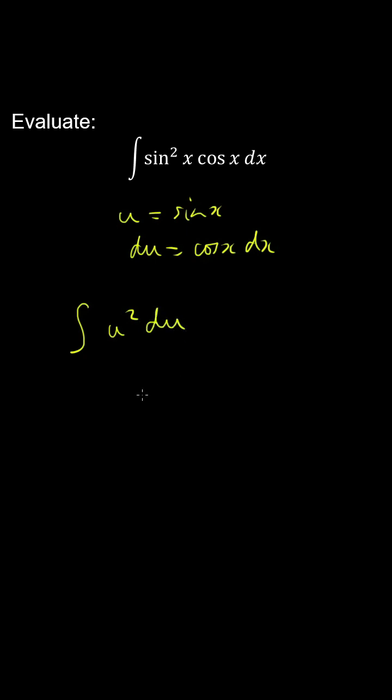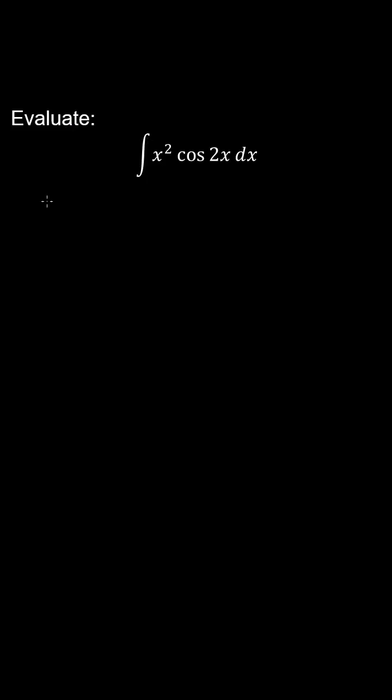Let's evaluate this integral. So the functions here are derivatives of each other, so we can use u substitution. So letting u equal sine x, du is cosine x dx. And therefore we can write this as the integral of u squared du. So that evaluates to u cubed on 3, plus the constant of integration, and substituting for u, we get sine cubed x on 3 plus c. Let's evaluate this integral.